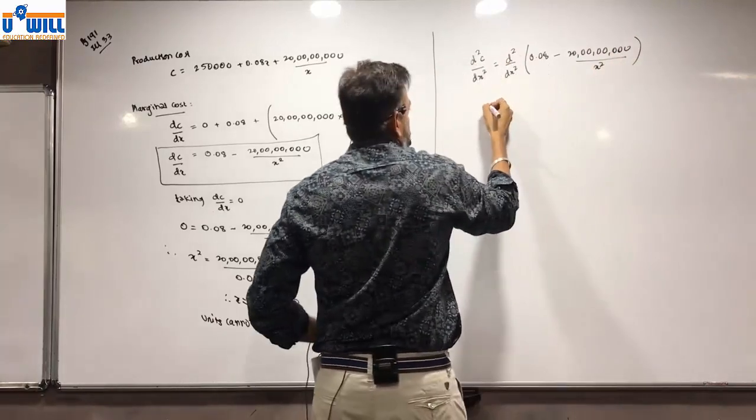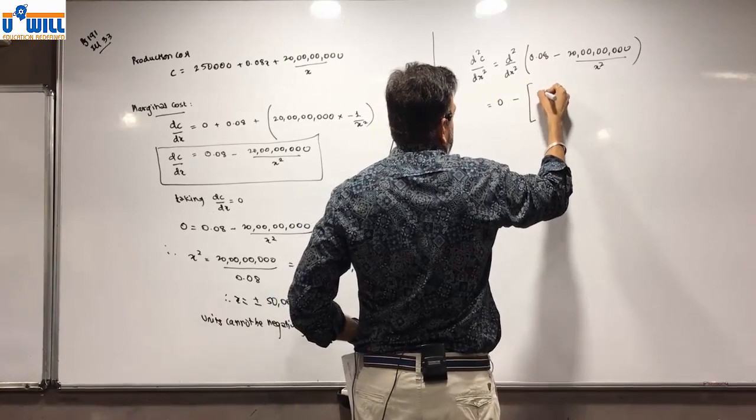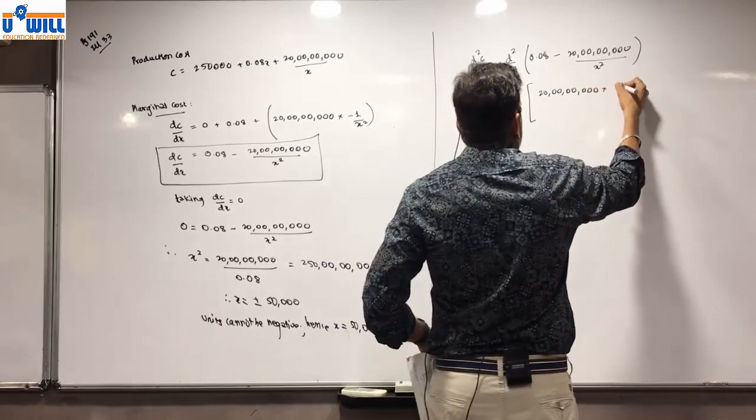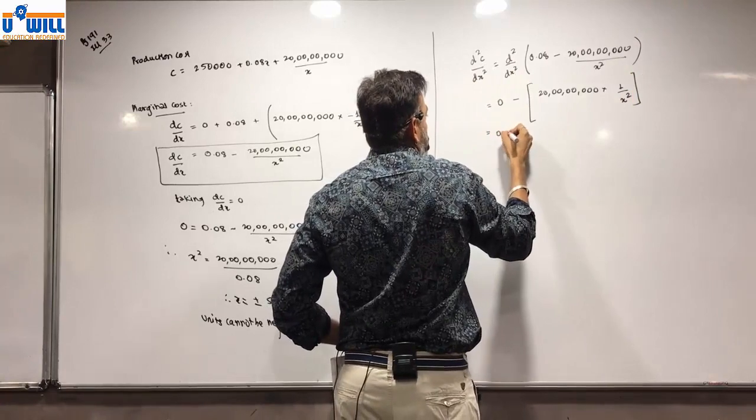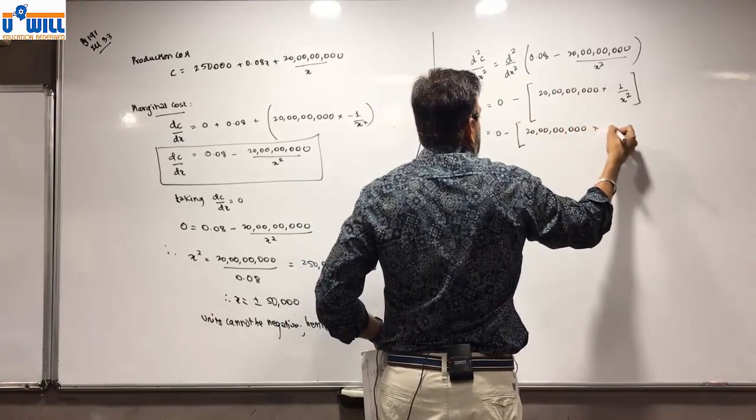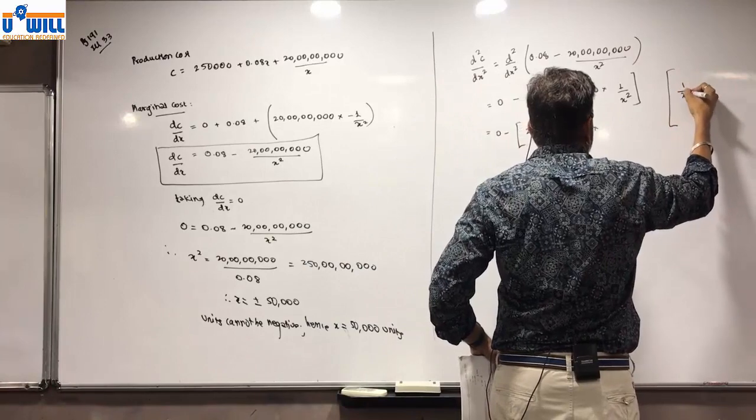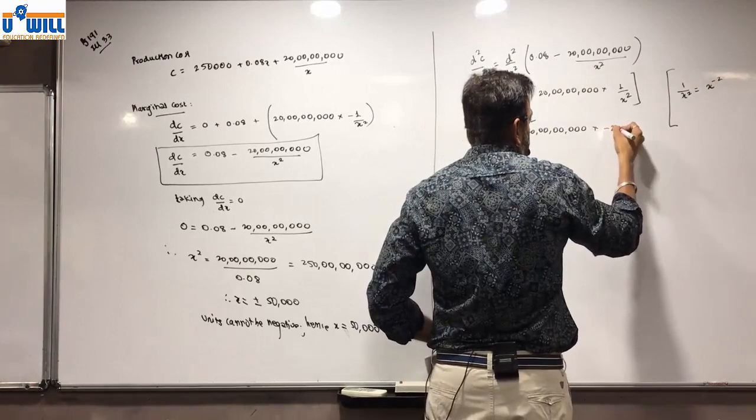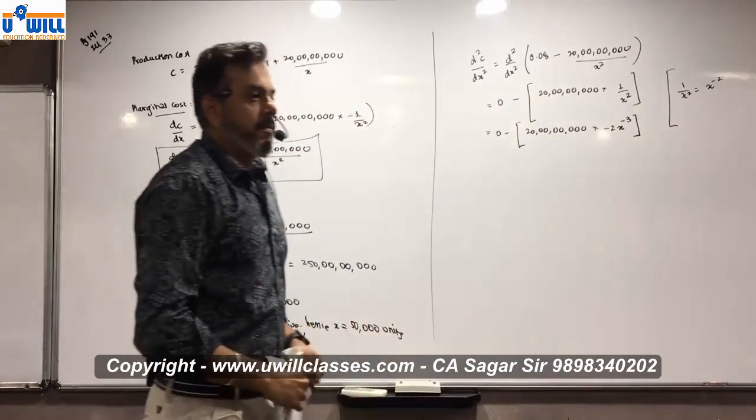For x square, this will become 0 minus, I'll write in bracket, 20 crore into 1 by x square, which is equal to 0 minus 20 crore into x. 1 by x square is equal to x raised to minus 2, whose derivative is minus 2 into x raised to minus 3. Understood this?